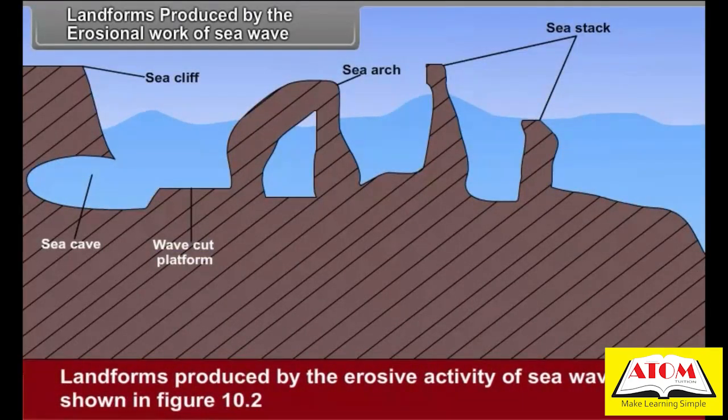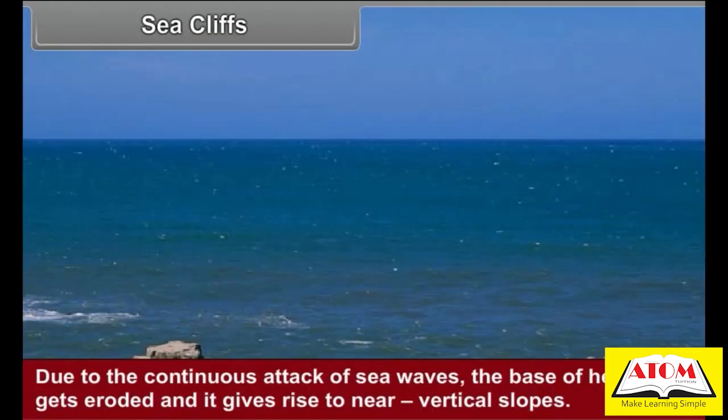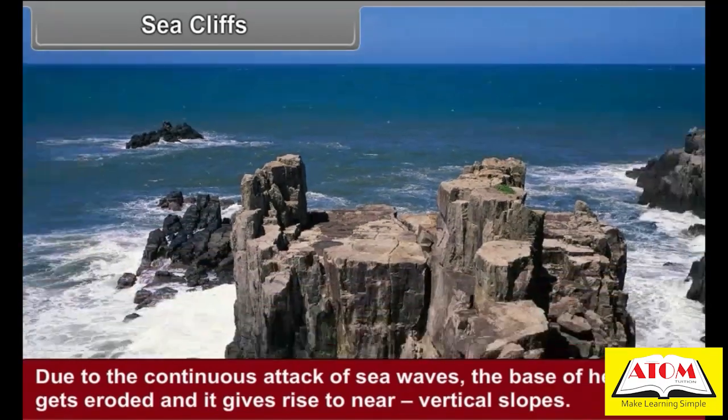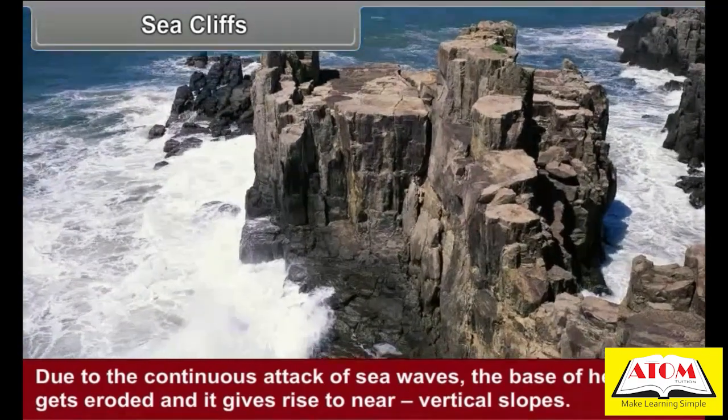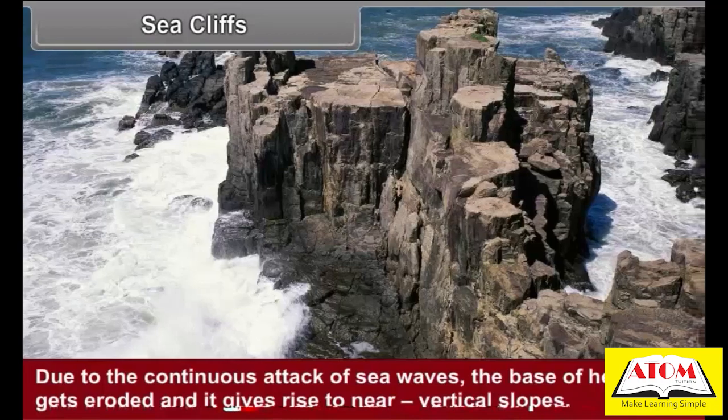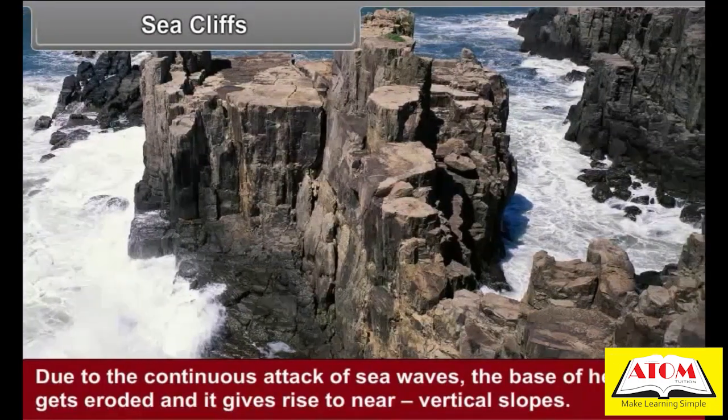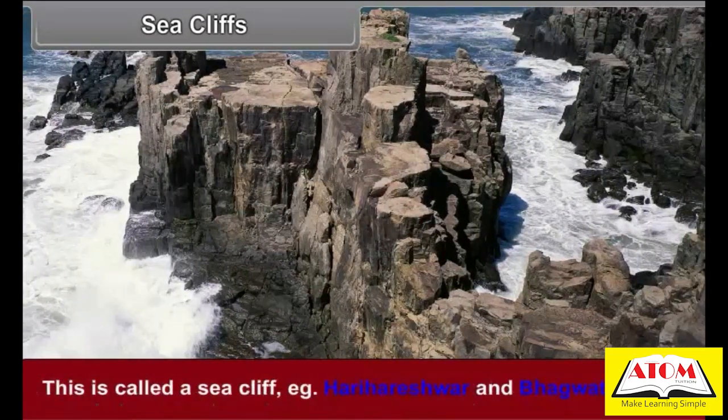Landforms produced by the erosive activity of sea waves are shown in figure 10.2. Number 1. Sea cliffs. Due to the continuous attack of sea waves, the base of headlands get eroded and it gives rise to near vertical slopes. This is called a sea cliff. For example, Harihareshwar and Bhagwati Bhandar.